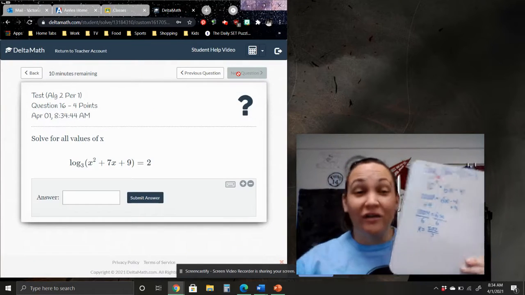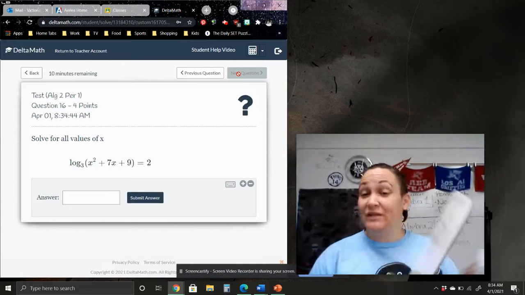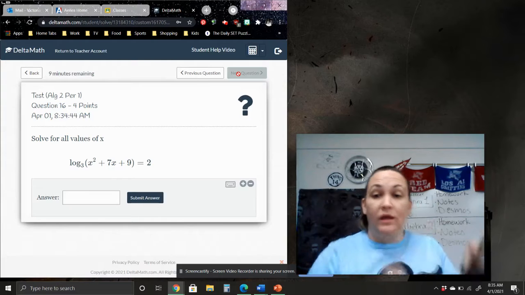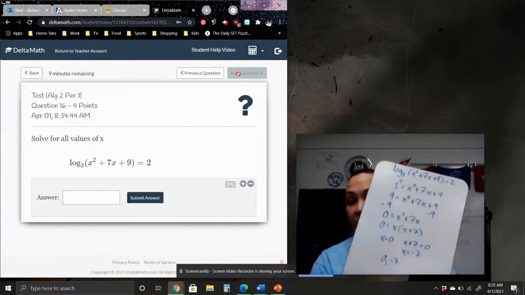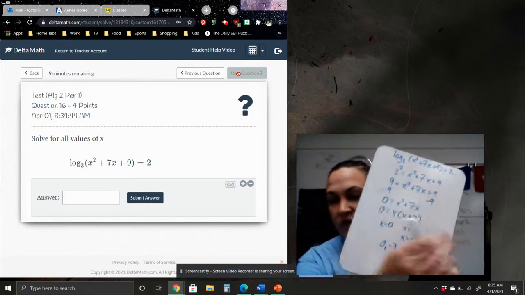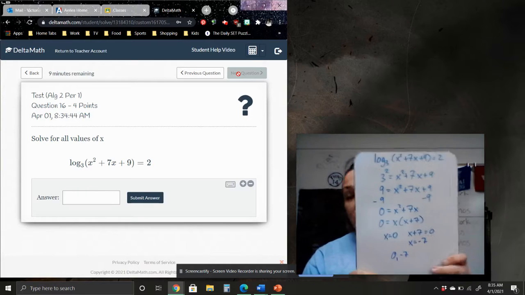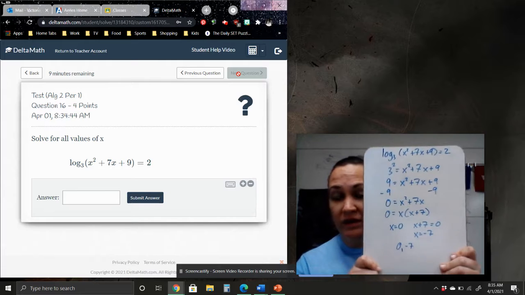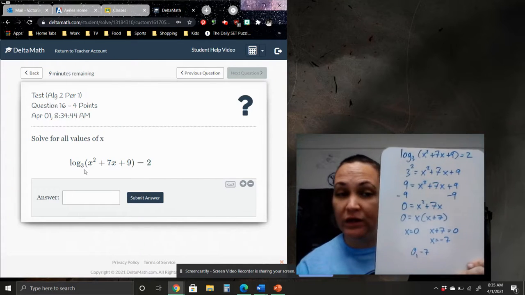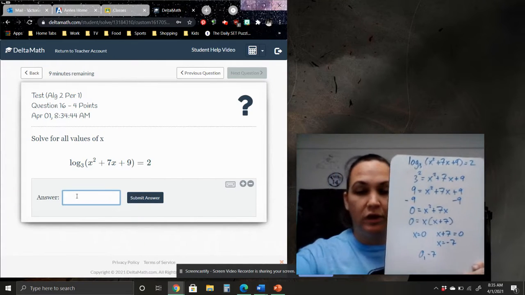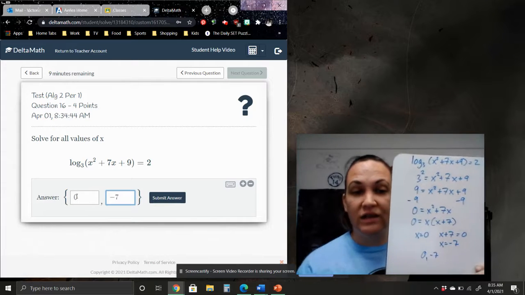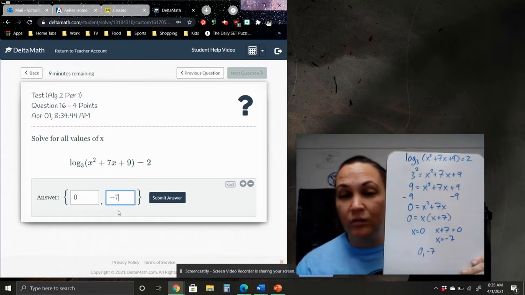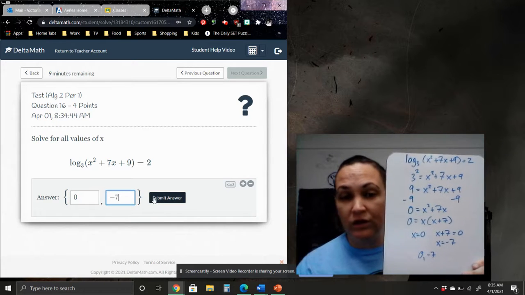All right, we're on our last problem. Let me work this out on my whiteboard, and then I'll show you the answers. Okay, now this one was a little bit different because it had an x squared in it. And so when you have an x squared in the problem, you will need to do some factoring. So in this problem, I made it equal to 0, and then I did some factoring. And because we're doing factoring, we get 2 answers. So my 2 answers are 0 and -7. As soon as you type in the comma, it'll give you that second answer box. Make sure that if you do get 2 answers, that you are submitting both of them.